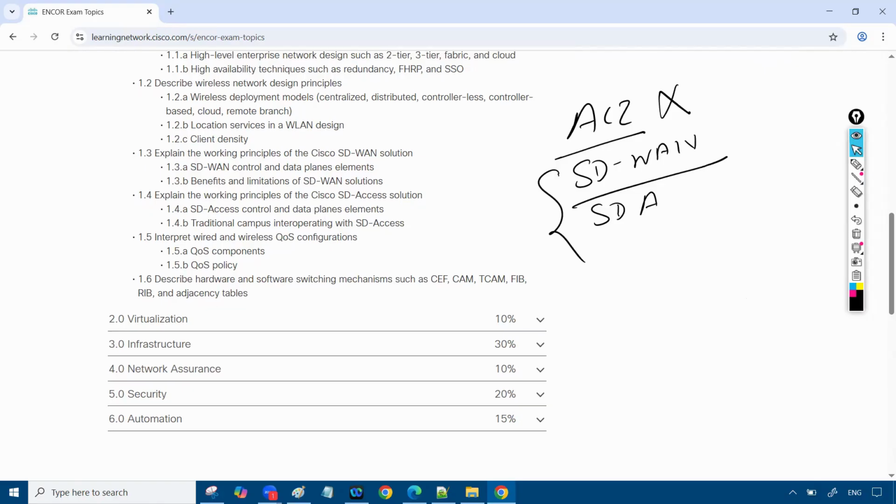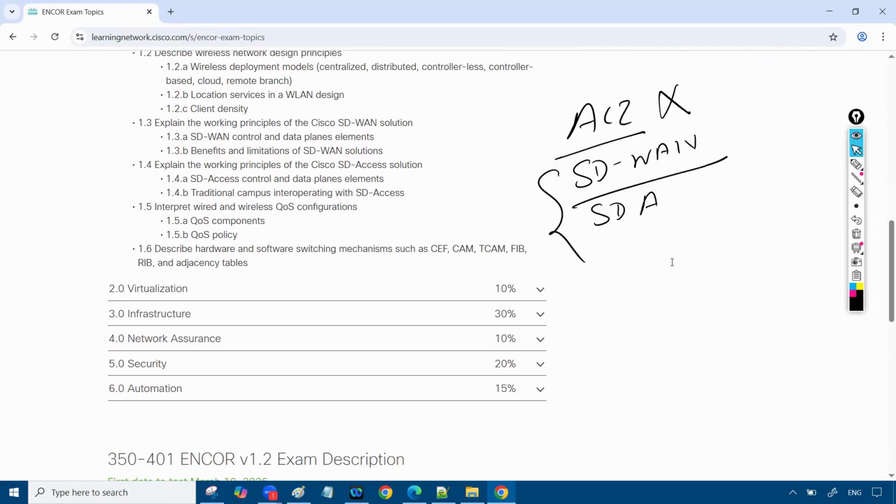Same thing, we'll talk about the SD-Access: how LISP is going to work, how VXLAN is going to work, and what controllers we have in the SDA. That we're going to talk about in the SD-Access.